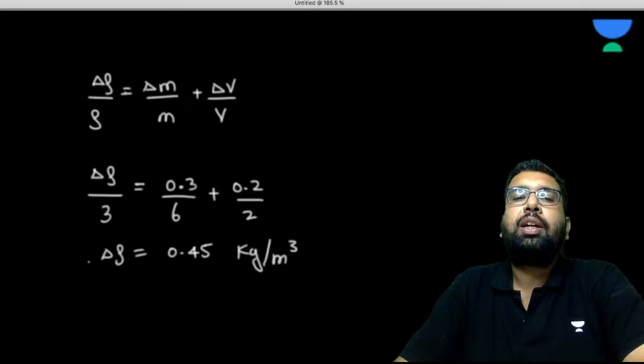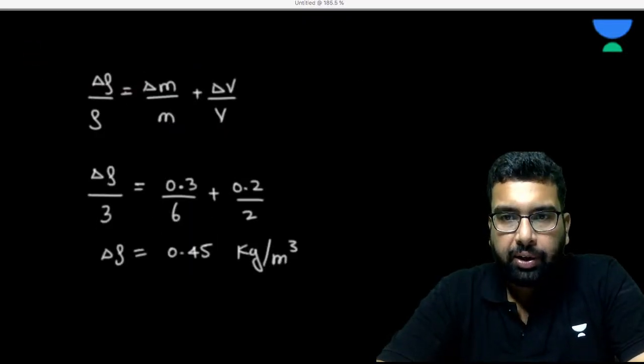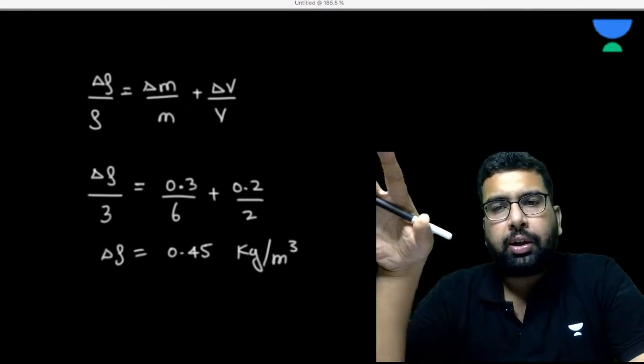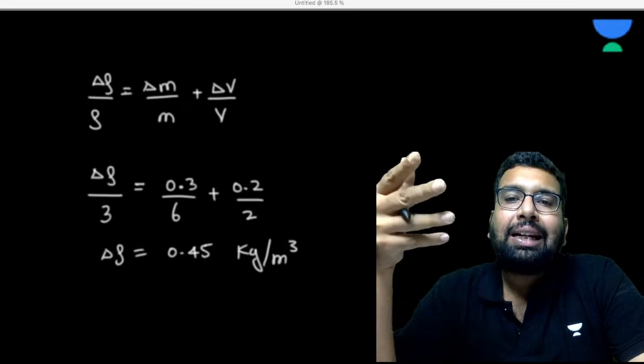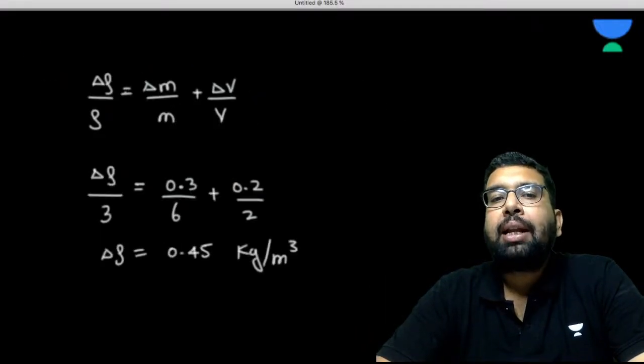0.45 kg per meter cube. Okay, understood? Sir, here do we not require to reduce the round off it? No, you need not. Because in errors of multiplication and division, you are not actually multiplying them in the same way.